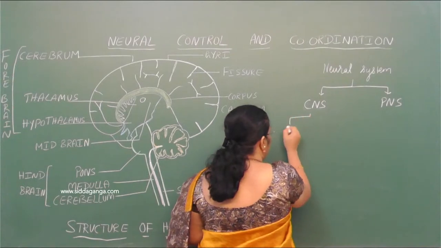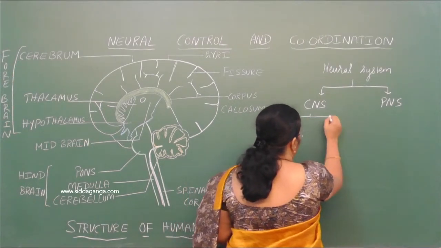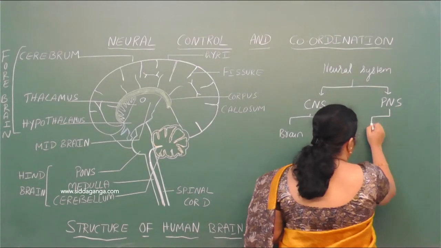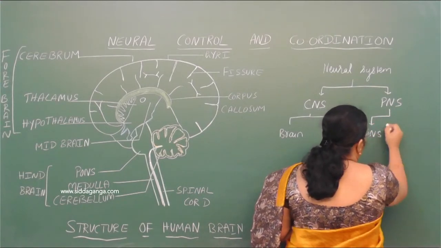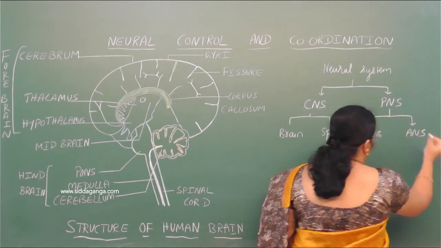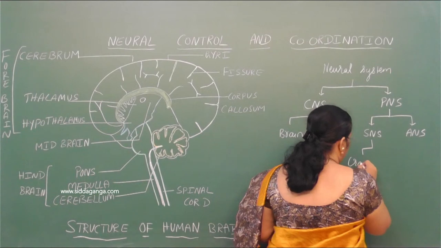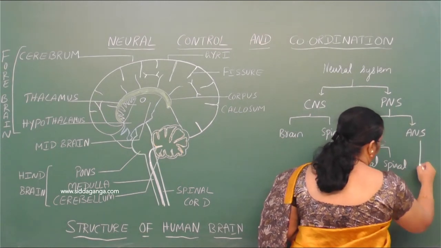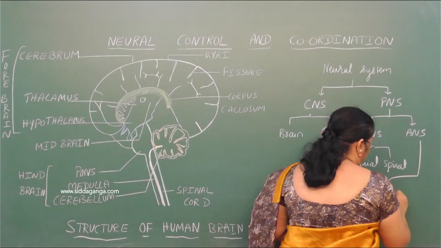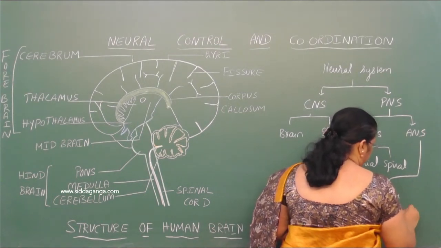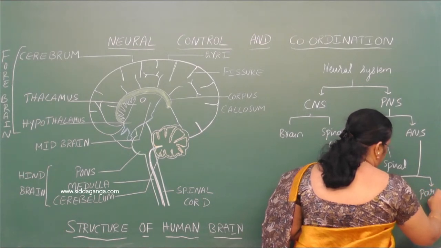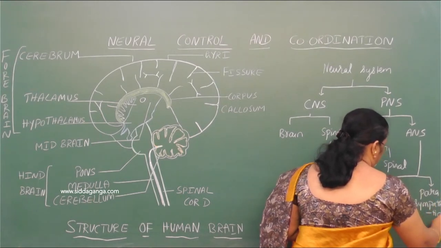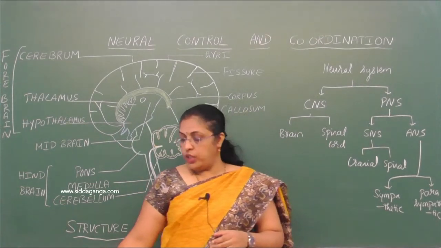So central nervous system includes brain and spinal cord. Peripheral nervous system includes somatic nervous system and autonomic nervous system. Somatic includes cranial and spinal nerves, whereas autonomic includes sympathetic and parasympathetic. So that is the human neural system.